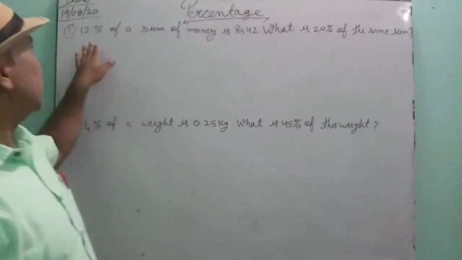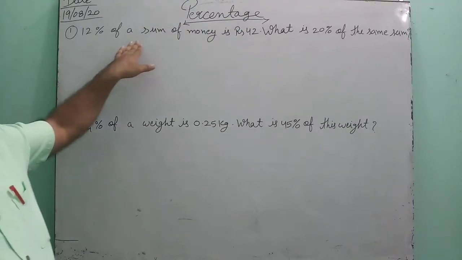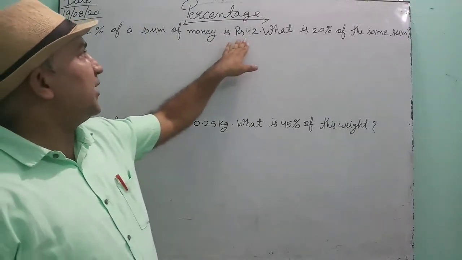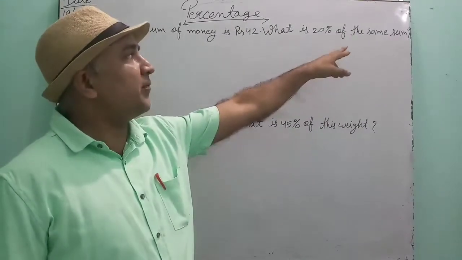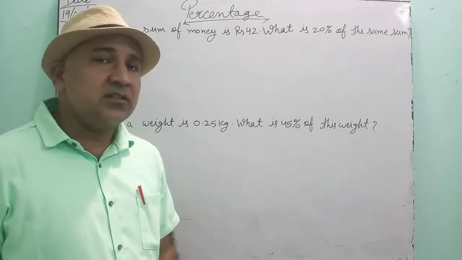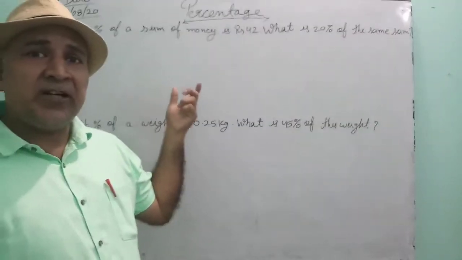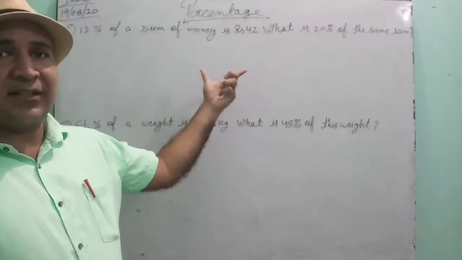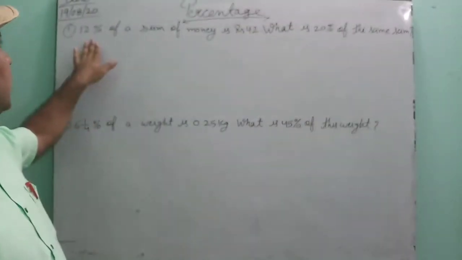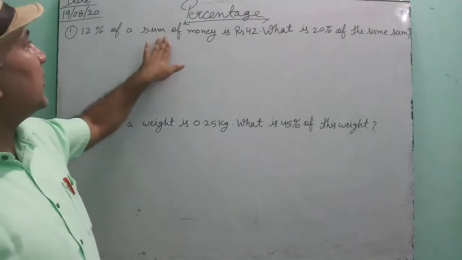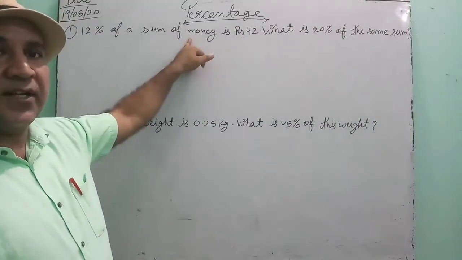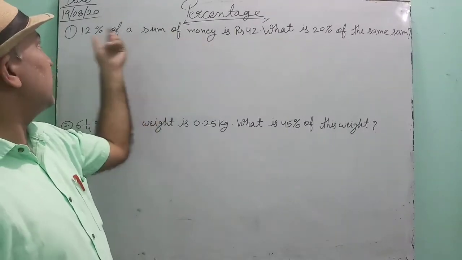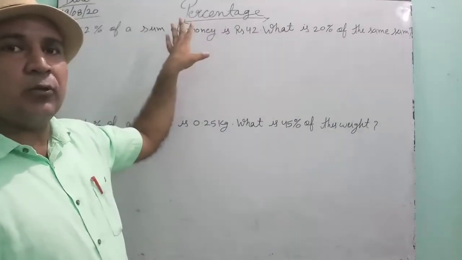See here, the first question is: 12% of a sum of money is rupees 42. What is 20% of the same sum? Children, if you read the question carefully, there are two parts in the question. In the first part, 12% of a sum of money is rupees 42. Here the money is absent. What money's 12% is 42, we do not know.